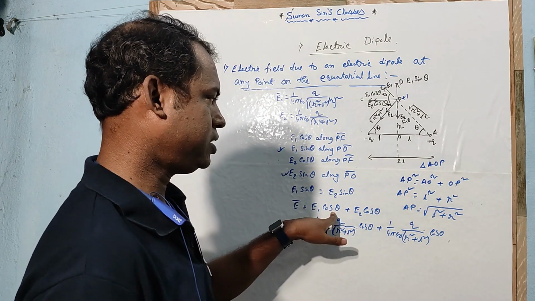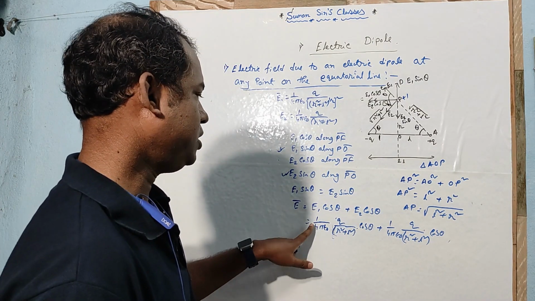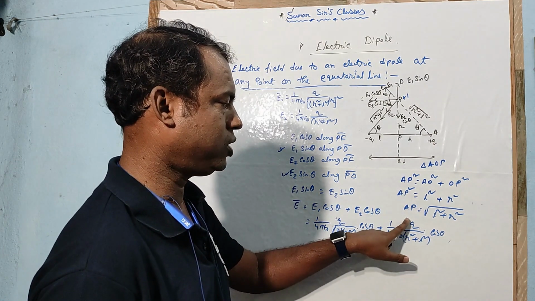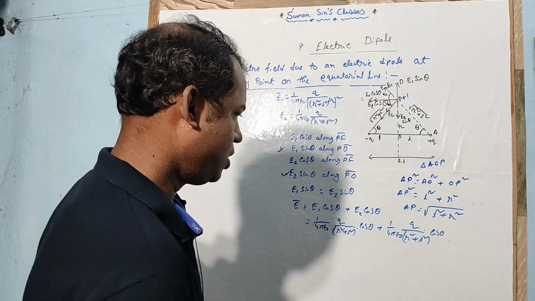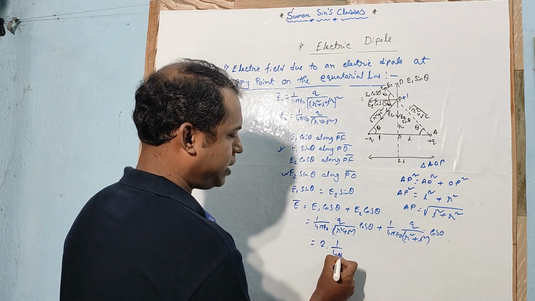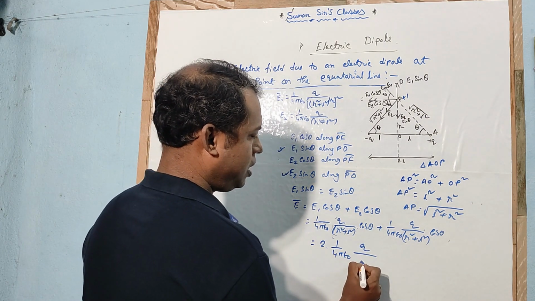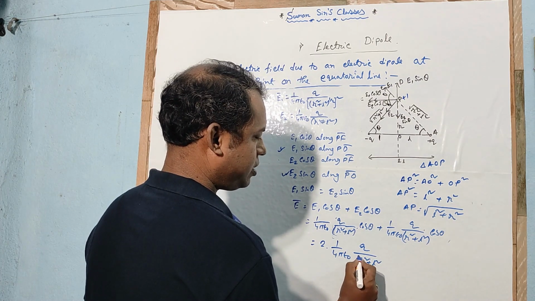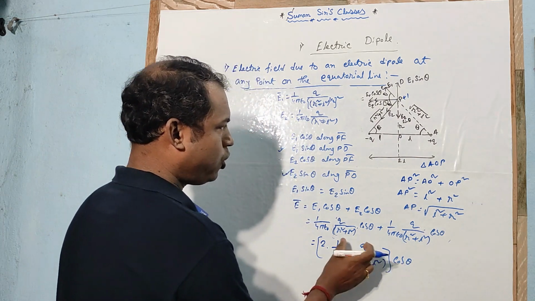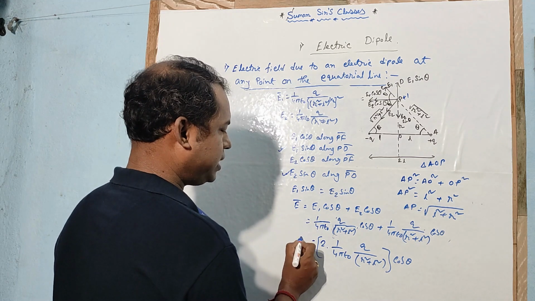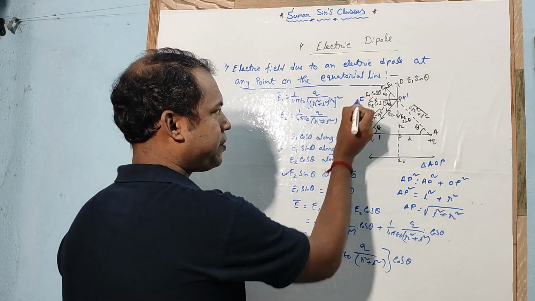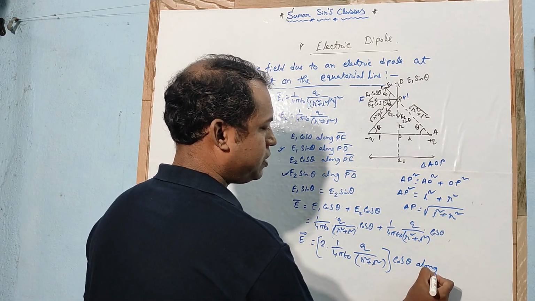So E equals E1 cos theta plus E2 cos theta. We just write here 1 by 4 pi epsilon naught q by r square plus l square into cos theta, plus 1 by 4 pi epsilon naught q by r square plus l square into cos theta. So these are both the same. So we write 2 into 1 by 4 pi epsilon naught q by r square plus l square into cos theta. Both are cos theta terms, acting along the direction of PF.